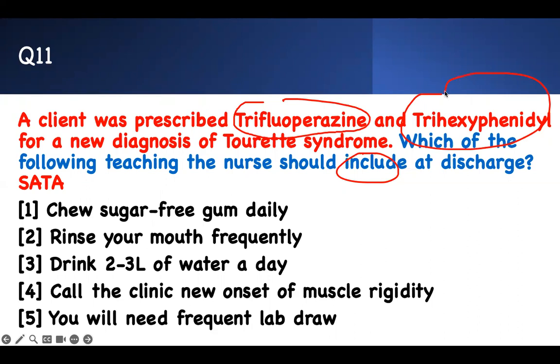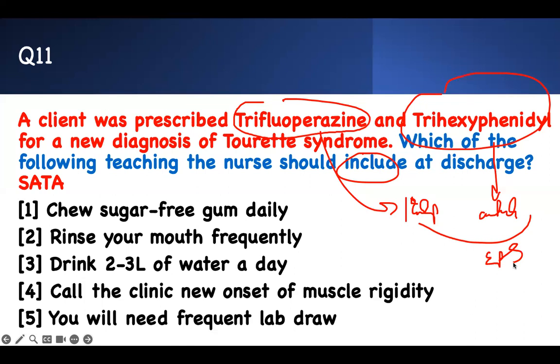All these conditions, schizoaffective and the rest, are a spectrum of disease. So if you don't know, don't get stuck on it. Pay attention to the medication: trihexyphenidyl and trifluoperazine for a diagnosis of Tourette syndrome. Which of the following teaching should the nurse include? Then you ask, what is this? This is a first generation antipsychotic. And this is an anticholinergic. Why do you combine a first generation antipsychotic and an anticholinergic? To prevent extrapyramidal side effects.